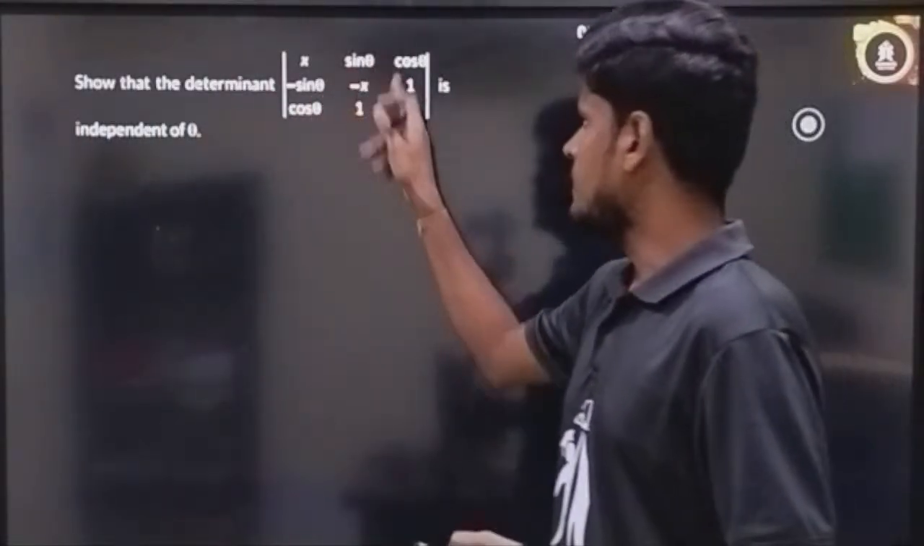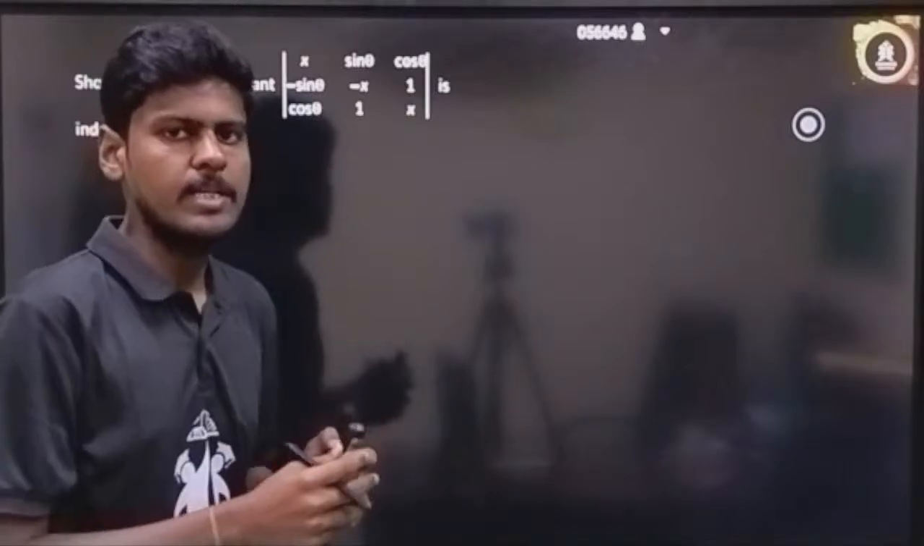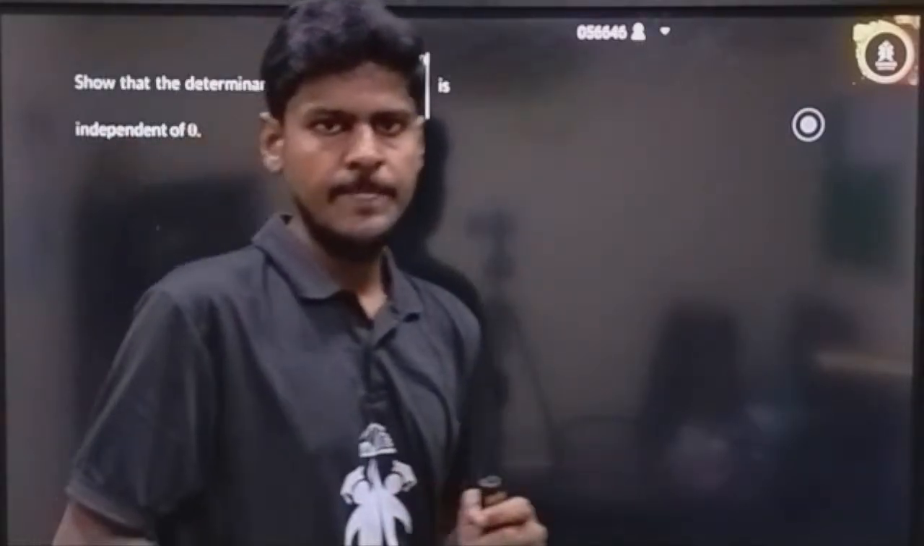Okay, next problem is: show that the determinant is independent of theta. What does independent of theta mean? After expanding this determinant, there should not be any theta terms. Now it is easy. What do we need to do first?